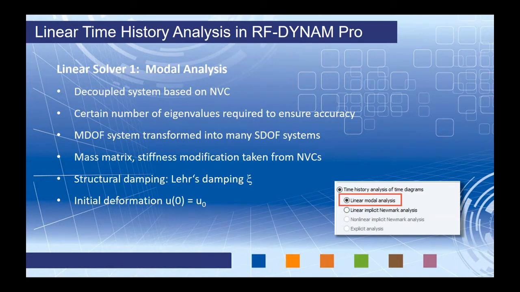The mass matrix and stiffness modification are taken directly from the natural vibration case. Now we can consider structural damping, and in particular Lehr's damping. Lehr's damping, as engineers, we're probably most familiar with this. This is just a damping ratio that we'd like to achieve for our structure. Now you can set different Lehr's damping values for the different eigenvalues from the natural vibration case. And unlike any of the other solvers that we'll be taking a look at today, you also can define an initial deformation.